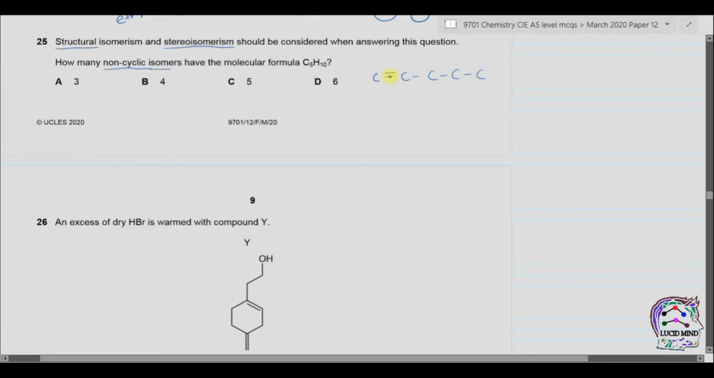Let's draw the double bond on the first carbon atom. As we know that there are 2 hydrogen atoms with the corner carbon, so the name is pent-1-ene. And there is no cis-trans isomer, because with the double bonded carbon atom, there are 2 hydrogen atoms. The atoms on the double bonded carbon must be different for geometric isomerism.